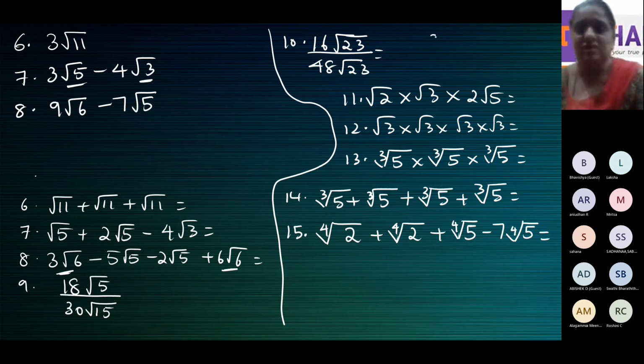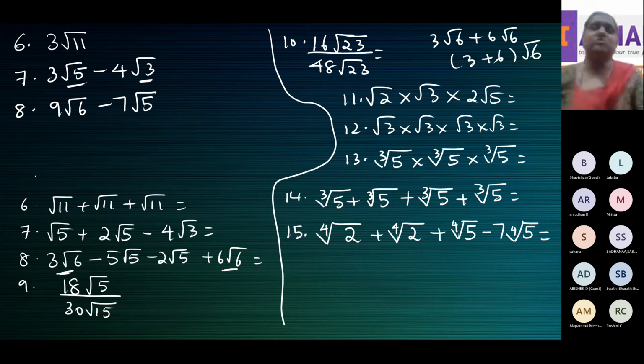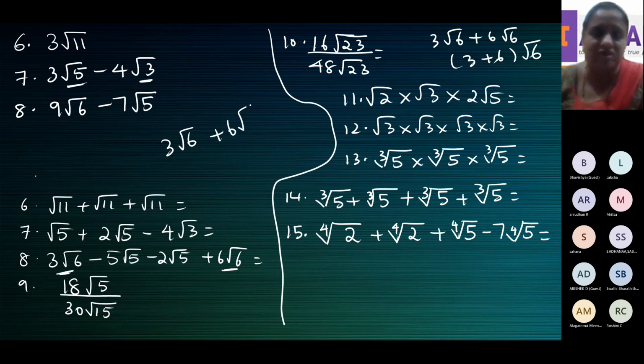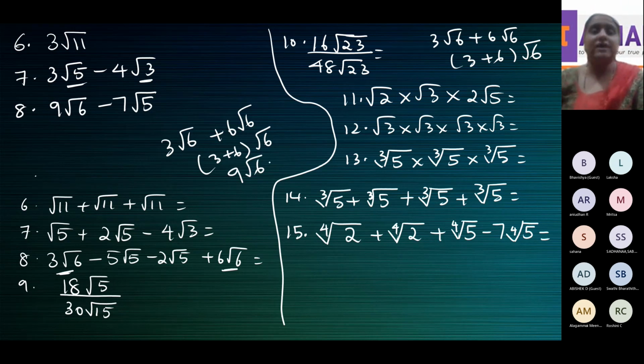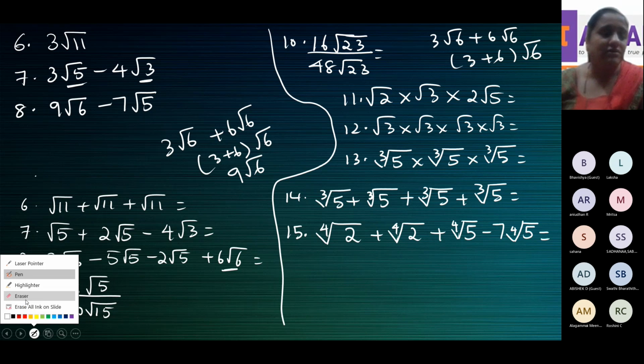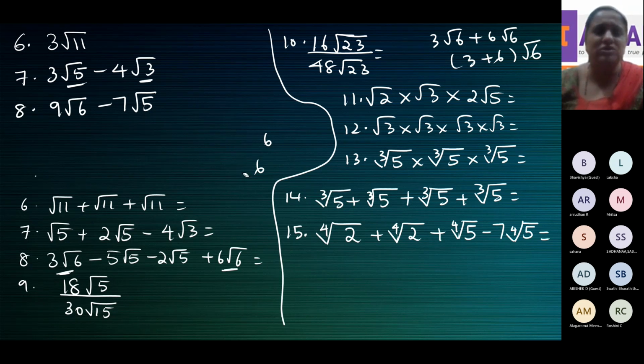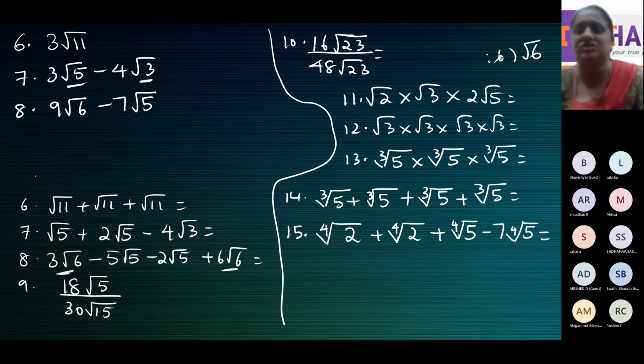See, the reason is like this. 3 root 6 plus 6 root 6. So what is common? Root 6 is common. So in the bracket, you will get 3 plus 6, so 9 root 6. If somebody asks you why it is like that, then you must tell them that, see, 3 root 6 plus 6 root 6, how to add? You'll have to take out root 6 common. That is the reason. But you don't have to show these steps. You can directly write 9 root 6.